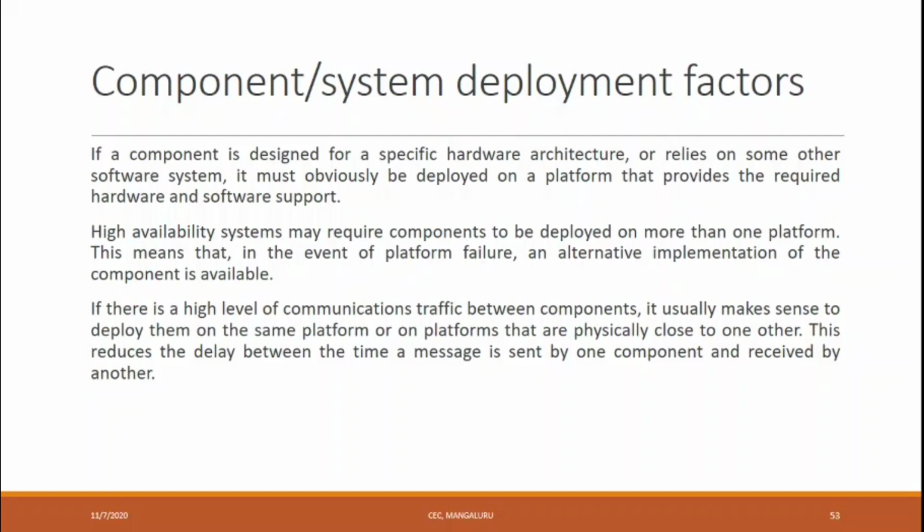High availability systems may require components to be deployed on more than one platform. This means that in the event of platform failure, an alternate implementation of the component is available. If there is a high level of communication between the components, it usually makes sense to deploy them on the same platform or on platforms that are physically close to one another. This reduces the delay between the time a message is sent to one component and received by another.